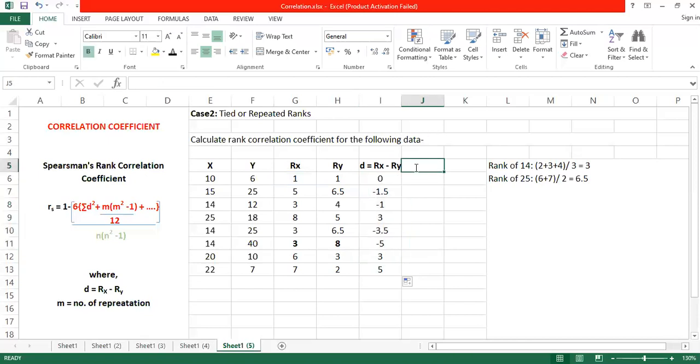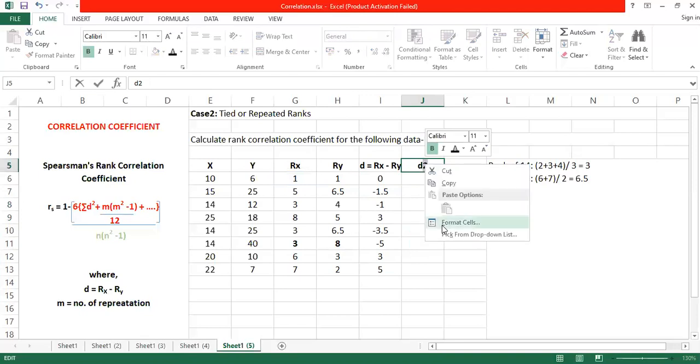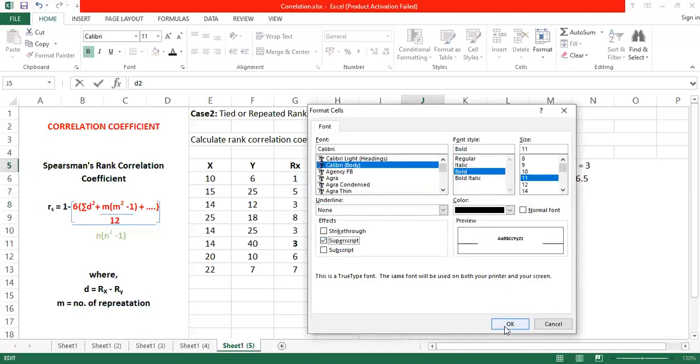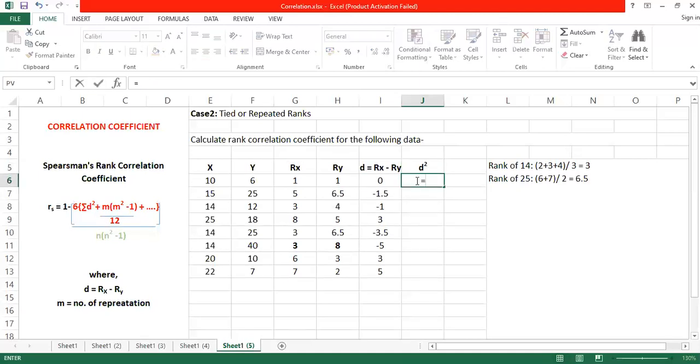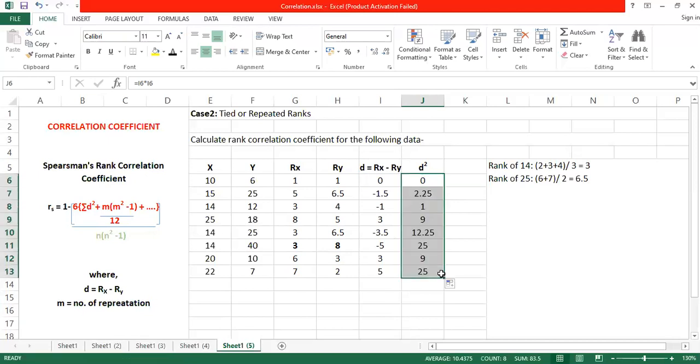Next, we need to calculate D square. So D square is 0 square. That means 0 into 0. Likewise, square for all the values. So we have got our D square. Let us get the summation of D square. It is 83.5.